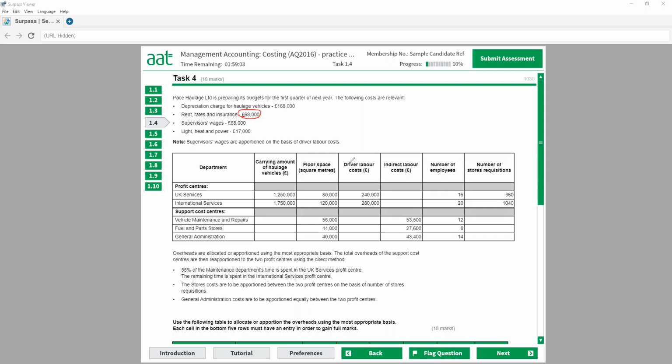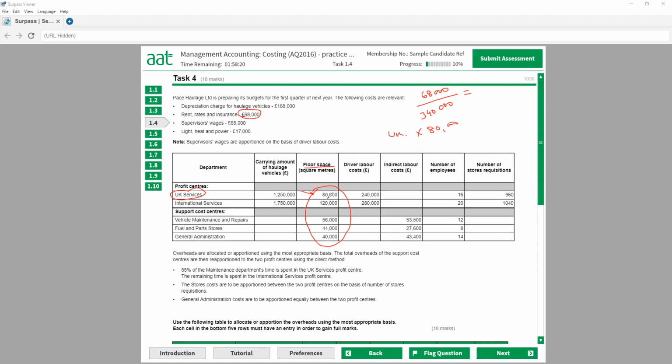We have to see the total floor space. We have to add all of these floor spaces. So you do it the same way, 68,000 divided by the total of all of these. The total is 80 plus 120 plus 56 plus 44 plus 40, that's 340,000. And we have to multiply one by one. For the UK service it is 80,000, so whatever result comes here, we multiply by 80,000.